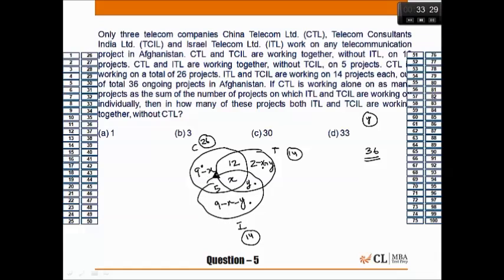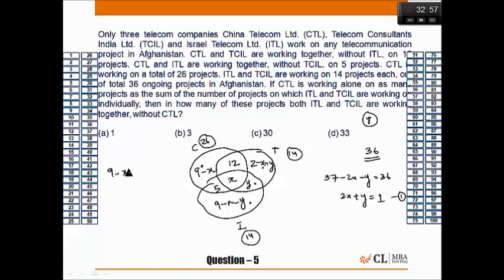Okay, let's count it. 14 plus 12 plus 12, 14, 28, and 28 plus 9 is 37. So 37 minus X, minus 2X, minus Y should be equal to 36. That means 2X plus Y should be equal to 1. Okay, we got one equation here. And the second last line, where is that? Yeah, it's here. CTL works alone in as many projects as the sum of the projects on which ITL and TCL are working individually.